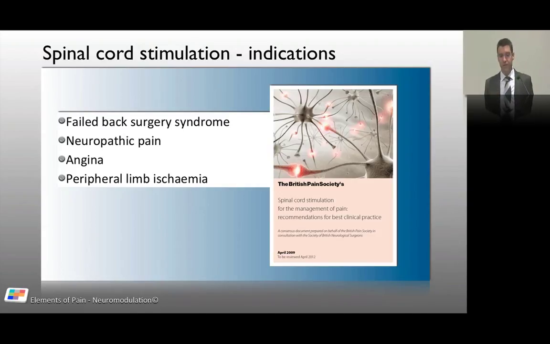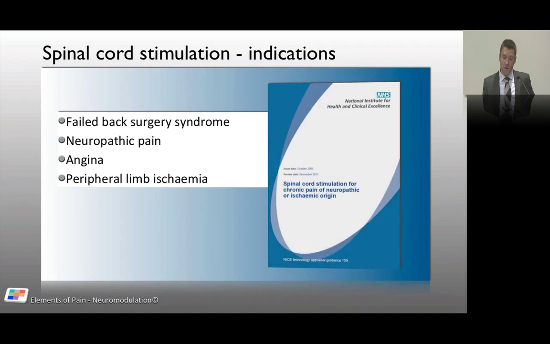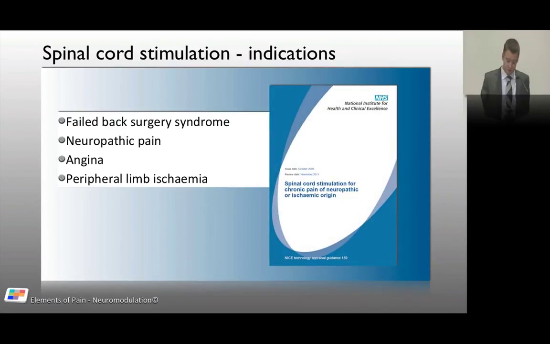You'll get a number of details of the RCTs, certainly from the British Pain Society's recommendations for best practice. And the National Institute for Health and Clinical Excellence, so NICE in the UK, published that in 2008. It's supposed to have been reviewed in 2011, but I couldn't find the actual new update. So spinal cord stimulation for chronic pain of neuropathic or ischemic origin, and those are the two main indications by NICE.